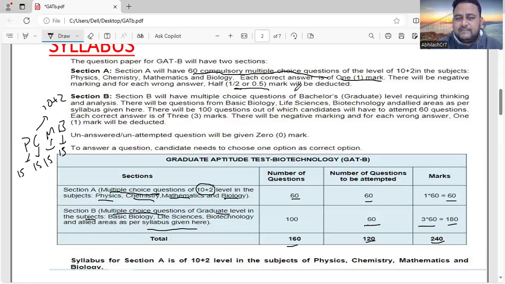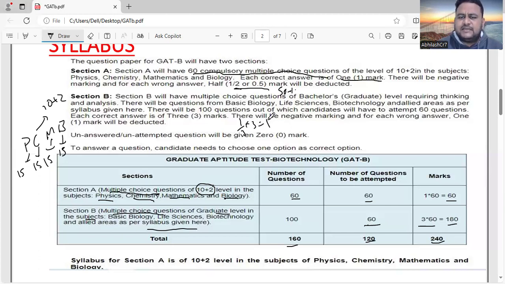Each correct answer is of 3 marks. There will be negative marking for each wrong answer: 1 mark will be deducted. That is one third. In section A, 50% is the negative marking, that is, 1 mark means 0.5 will be deducted. Here it is one third of 3, so it is coming to 1 mark. So deduction of 1 mark.